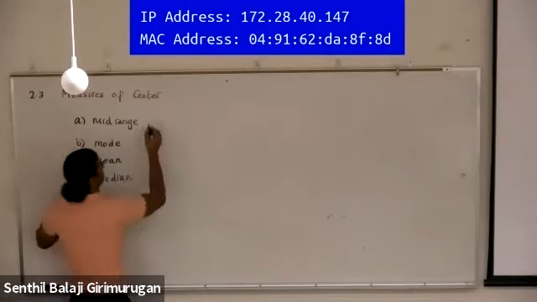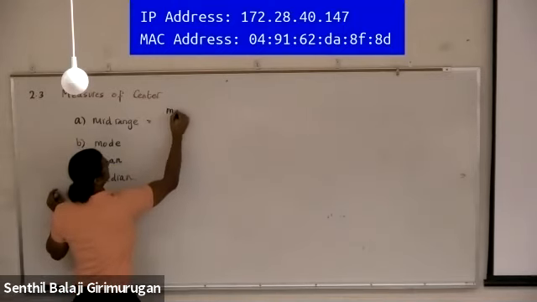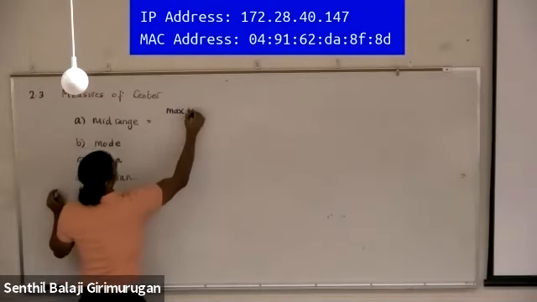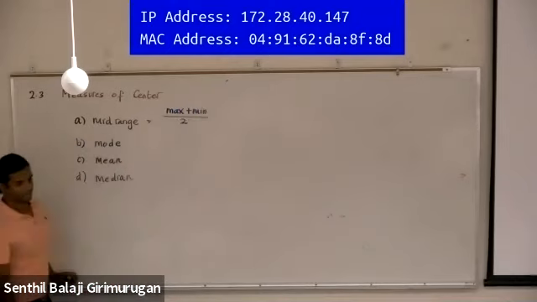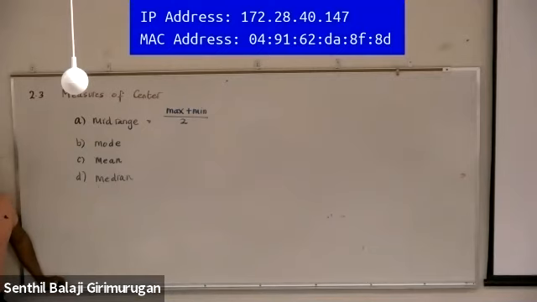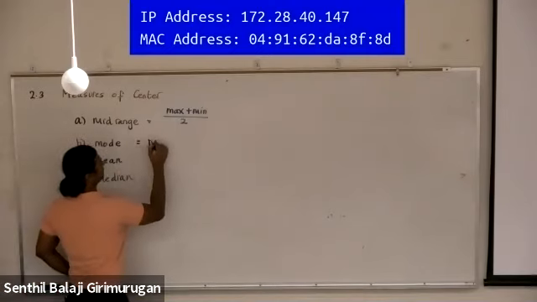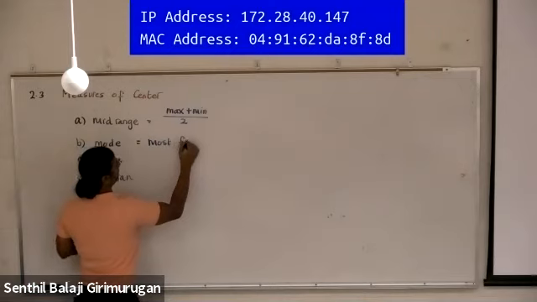Mid-range is simply the maximum value plus the minimum value divided by 2. Just like we found a class midpoint, we did it for one class. Here we're doing it for the entire sample: the maximum of the sample plus the minimum of the sample divided by 2. Mode is the most frequent observation.